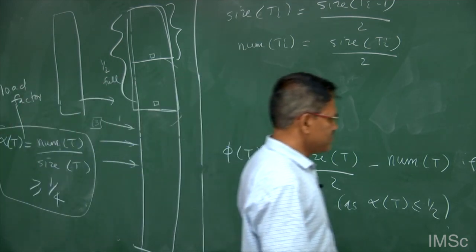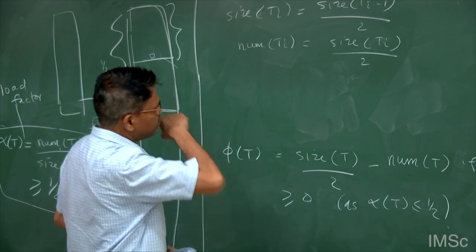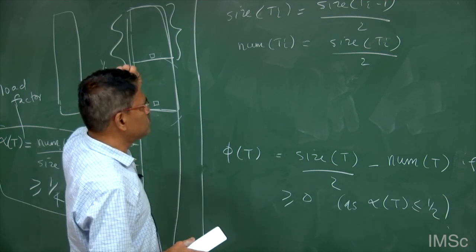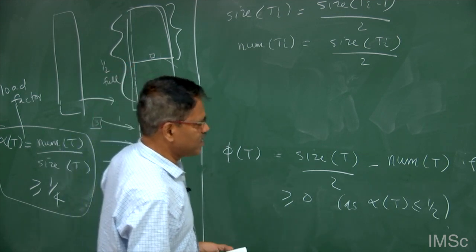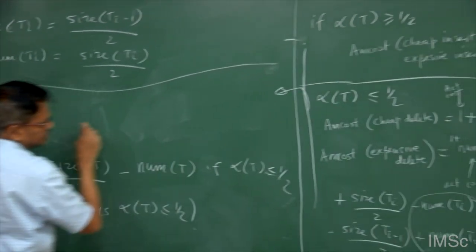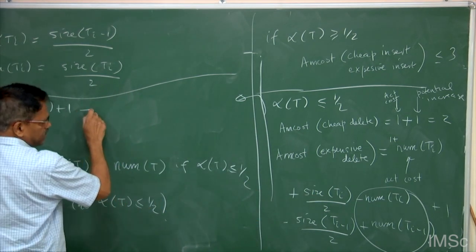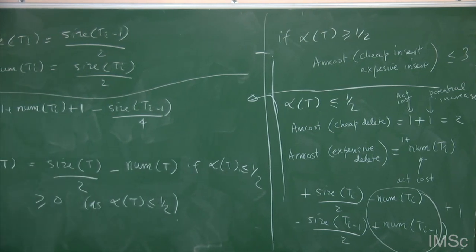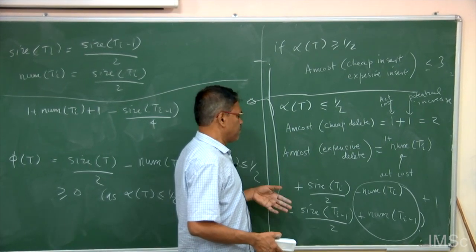So can somebody plug it in and see what happens? So size of T_i by 2, and size of T_i minus 1 by 2, when you subtract it, gives size of T_i by 2 and size of T_i minus 1 by 4. So it's minus a quarter of size T_i minus 1. So I'm going to write this as 1 plus number of elements in T_i plus 1 for that plus 1, minus size of T_i minus 1 by 4. The size of T_i is half of T_i minus 1, so T_i by 2 is 1/4 of T_i minus 1. So half minus half plus quarter is minus quarter.